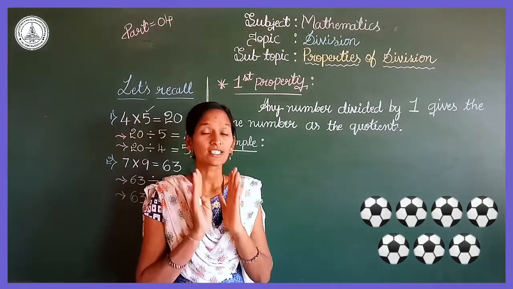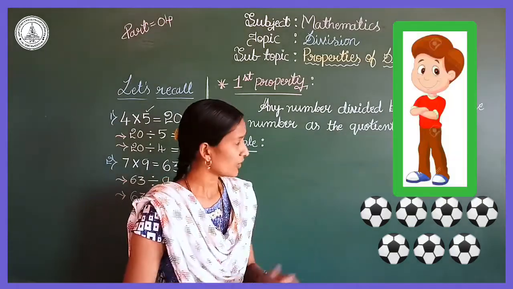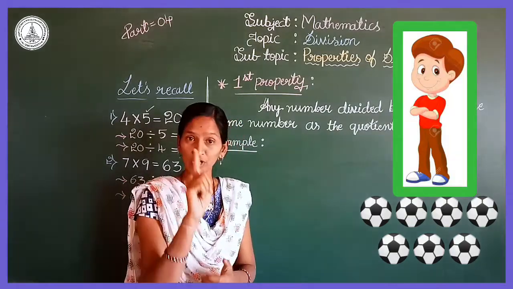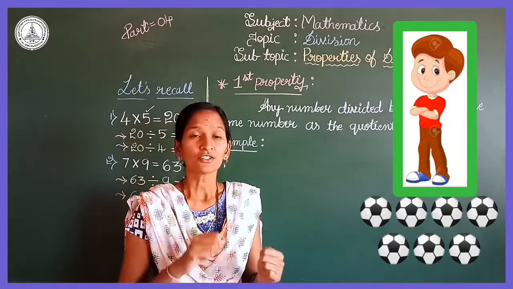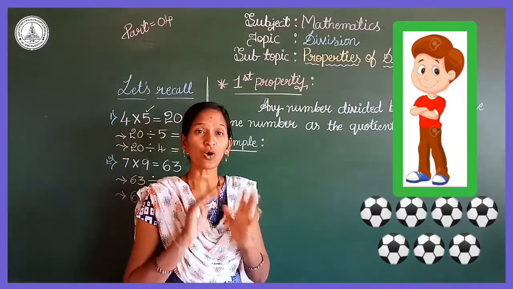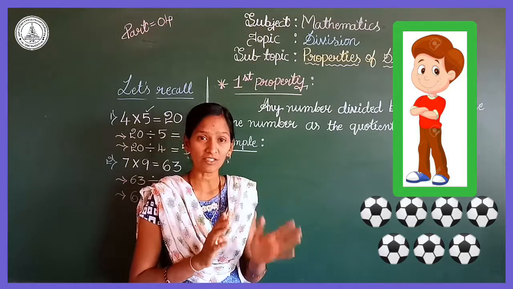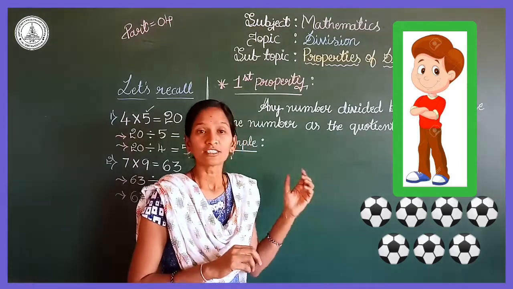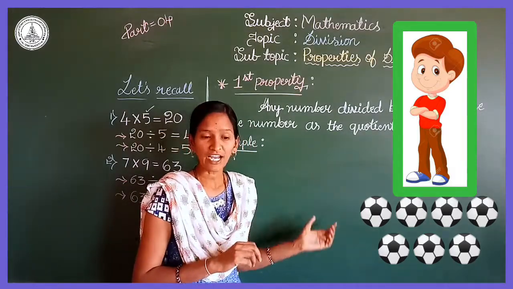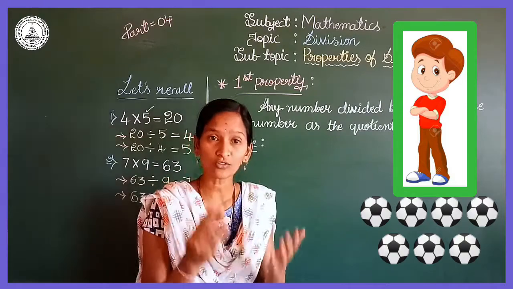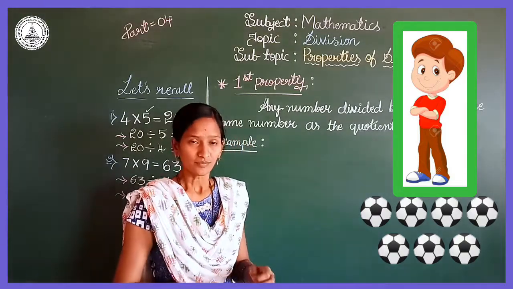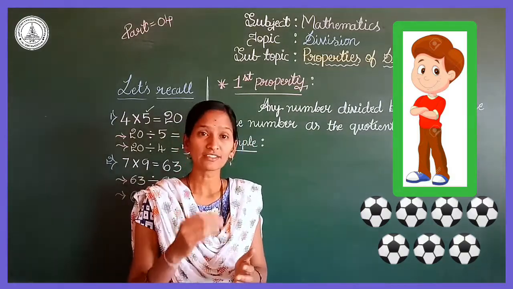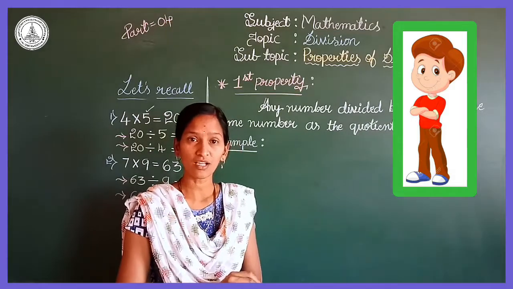I have 7 balls, right? So now look here. Here is only one boy, right? So now if I distribute all these balls, means 7 balls, to him, the only one child, he will get all of the balls, right? How can you write this in a division symbol?